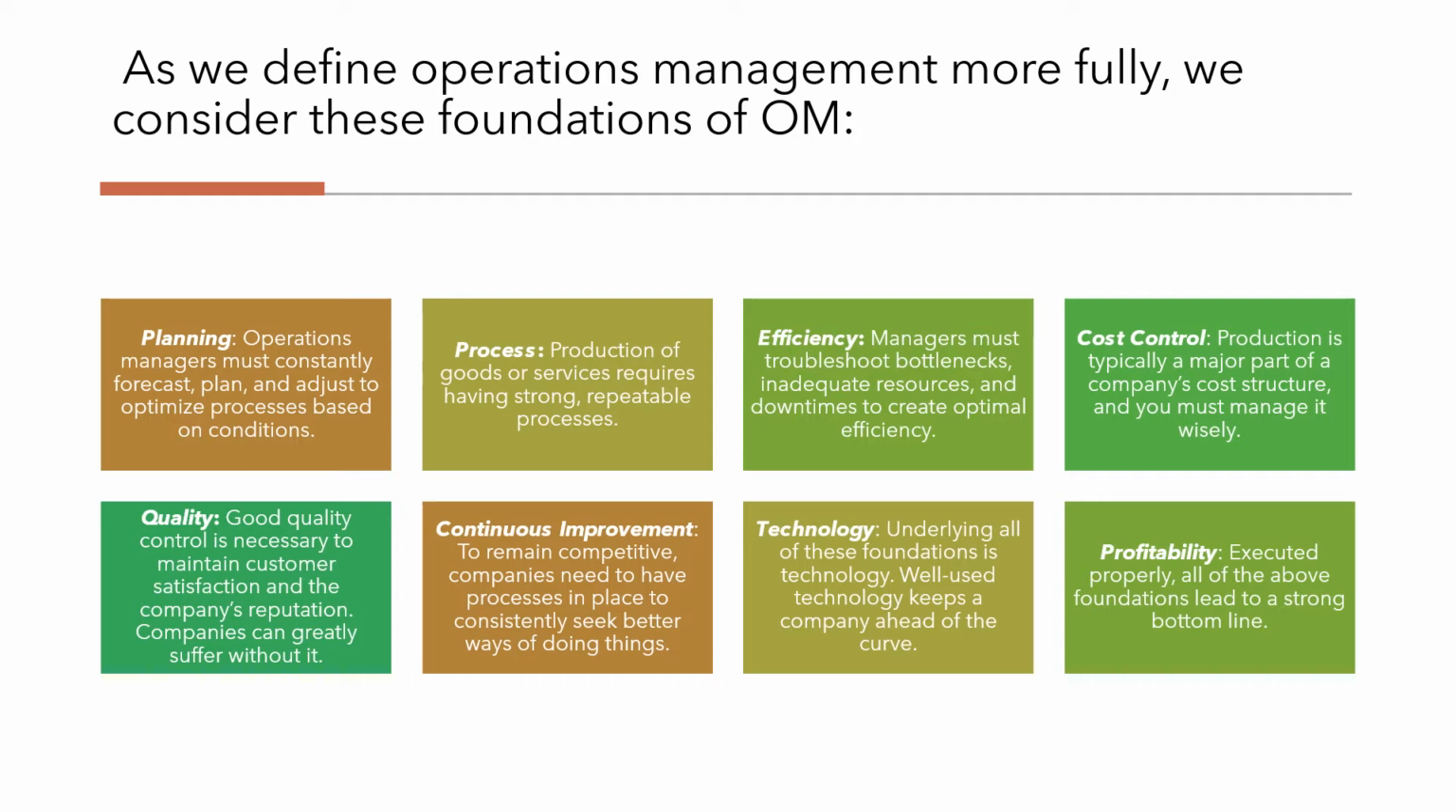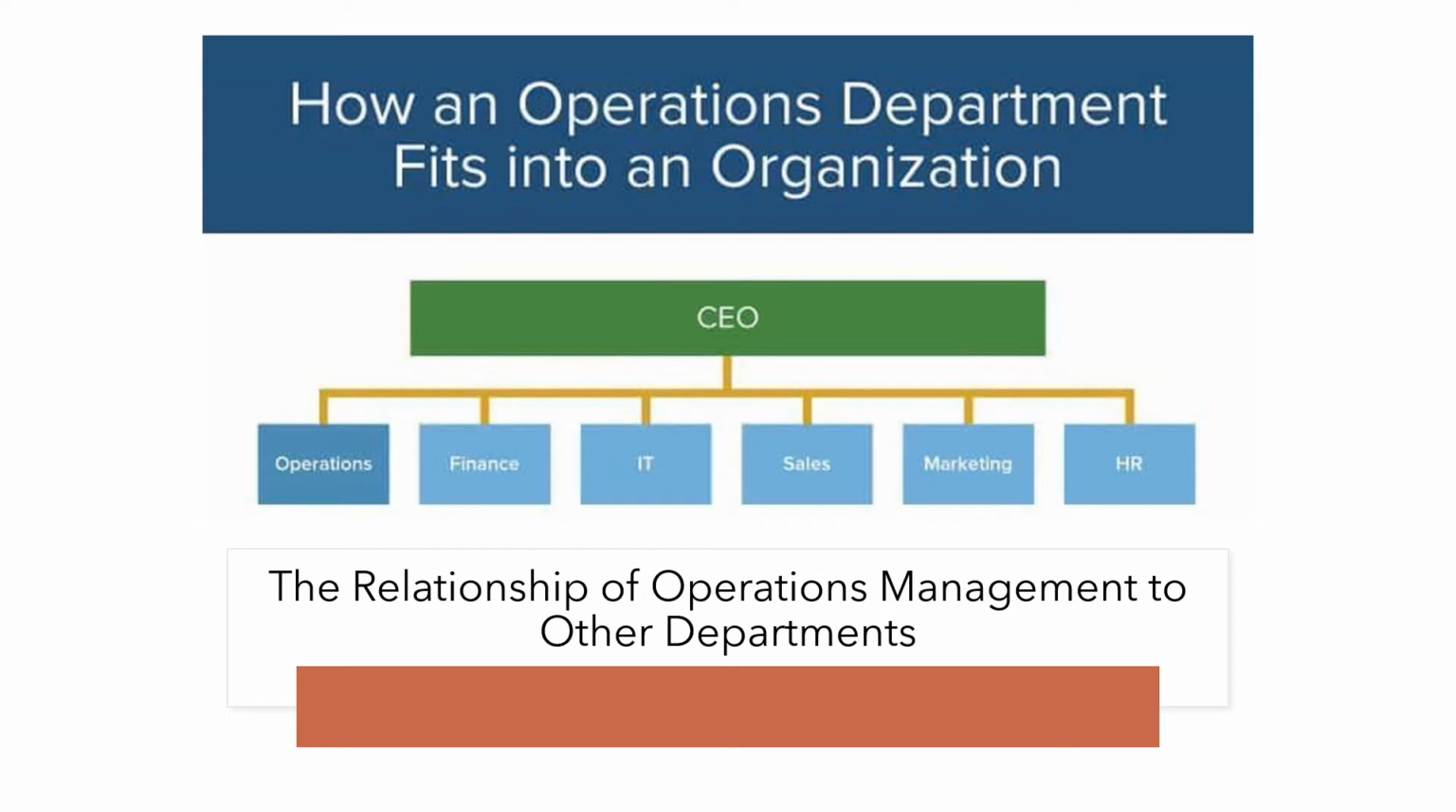Quality. Good quality control is necessary to maintain customer satisfaction and the company's reputation. Companies can greatly suffer without it. Another is continuous improvement. To remain competitive, companies need to have processes in place to consistently seek better ways of doing things. Technology. Underlying this foundation is technology, and well-used technology keeps a company ahead of the curve. And profitability. Executed properly, all of the above foundations lead to a strong bottom line. This depends on the company size and industry.